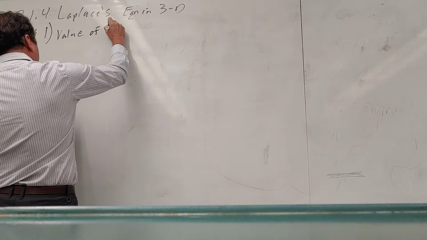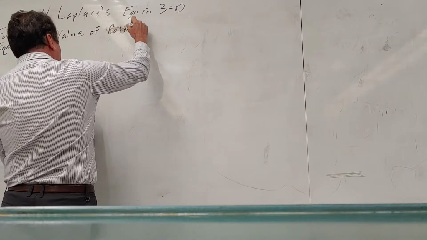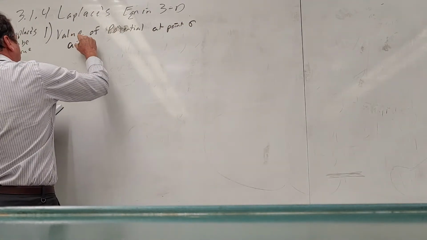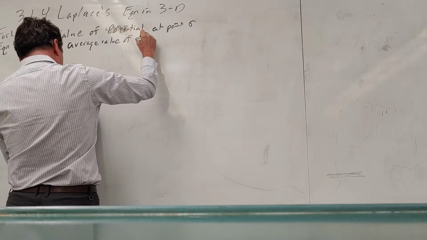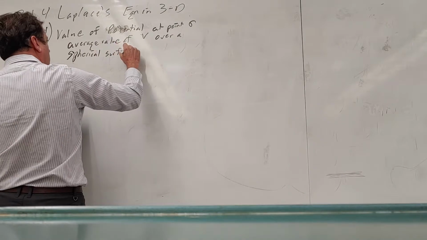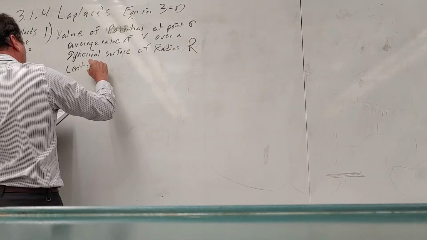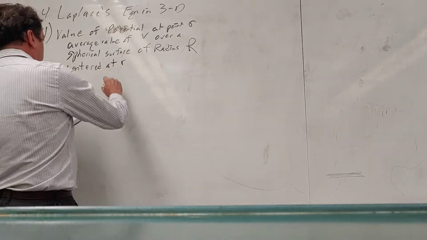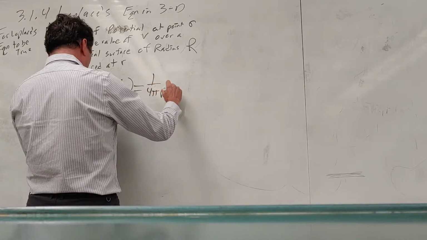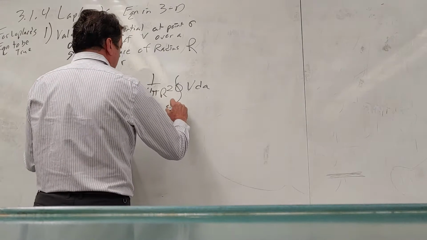The value of some potential at some point r is the average value of that potential over a spherical surface of radius capital R, centered at little r. So basically that's just what we said. So the potential at some value r is 1 over 4 pi R squared, integral over a sphere, V dA, over the surface area of a sphere.